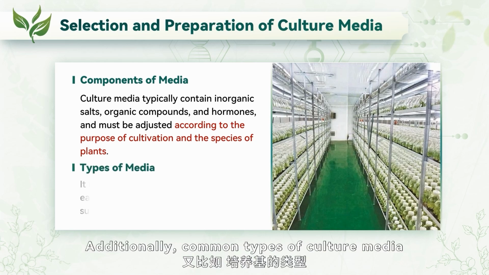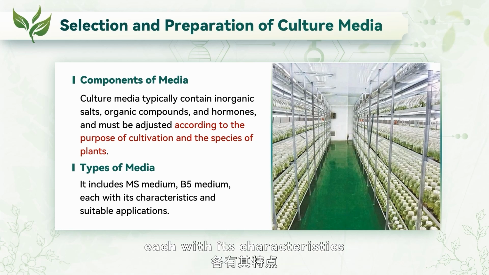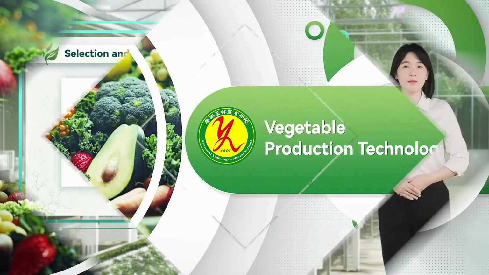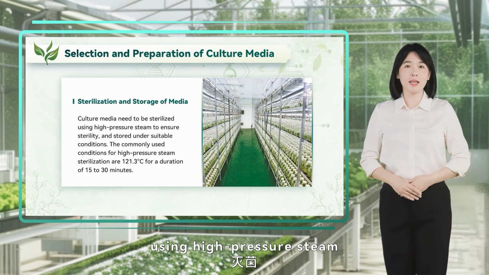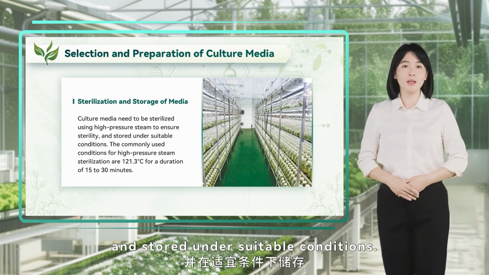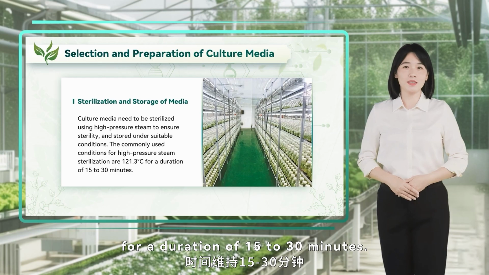Additionally, common types of culture media include MS medium and B5 medium, each with its characteristics and suitable applications. Moreover, culture media need to be sterilized using high-pressure steam to ensure sterility and stored under suitable conditions. The commonly used conditions for high-pressure steam sterilization are 121.3 degrees Celsius for a duration of 15 to 30 minutes.